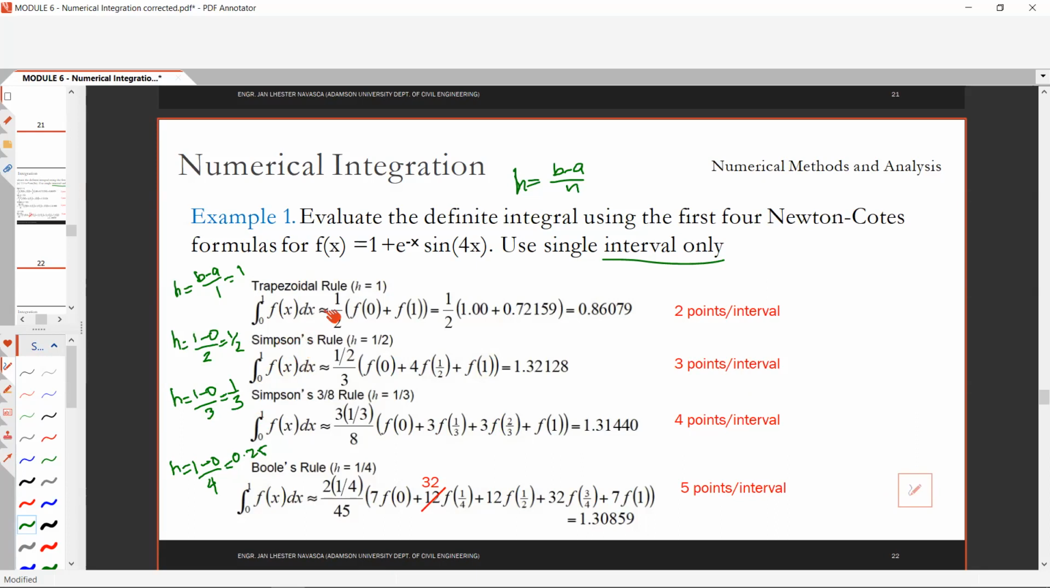Sige. So for the trapezoidal rule, take note of the formula. So base times height lang, okay, over 2. So f sub 0, f sub 1 times 1/2, you get 0.86079.